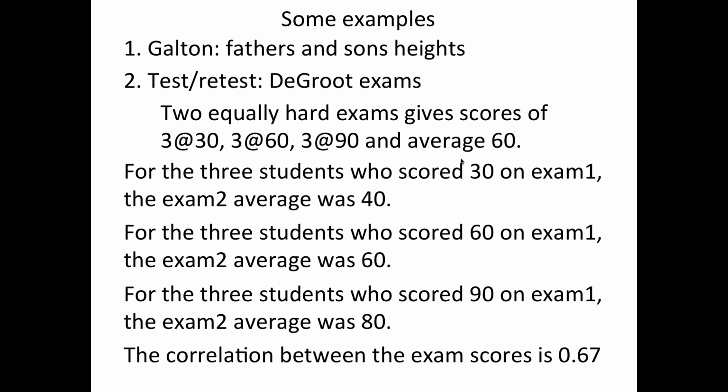In fact, if you look at the 3 students who scored 30 on the first test, they scored 30, 30, and 60 on the second test for an average of 40. The 3 60s on the first exam scored 30, 60, 90 on the second exam for an average of 60. The 3 A students on the first exam scored 90, 90, and 60 on the second exam for an average of 80. Correlation works out to be 0.67.